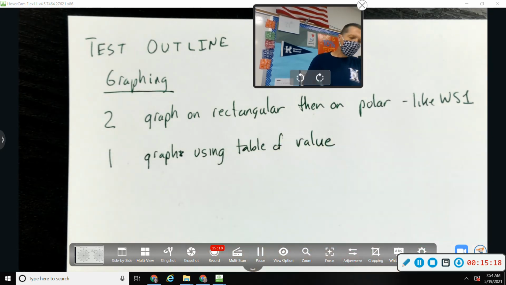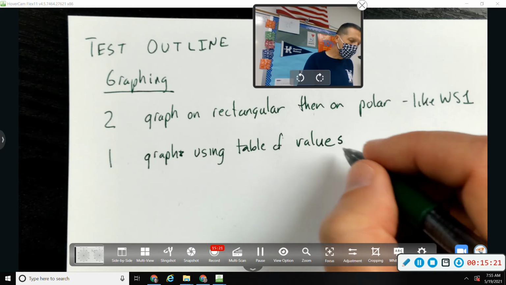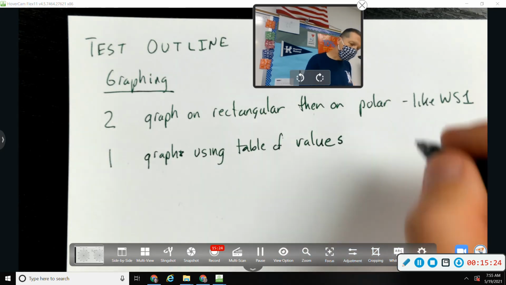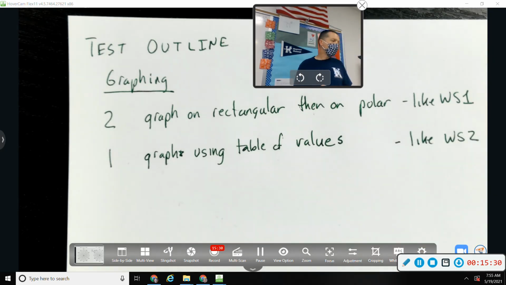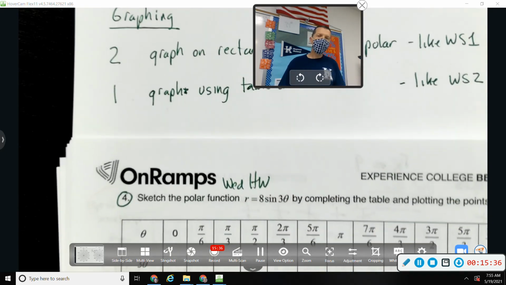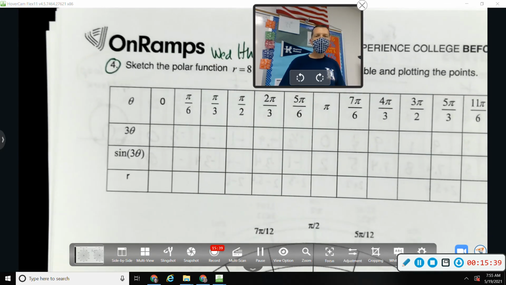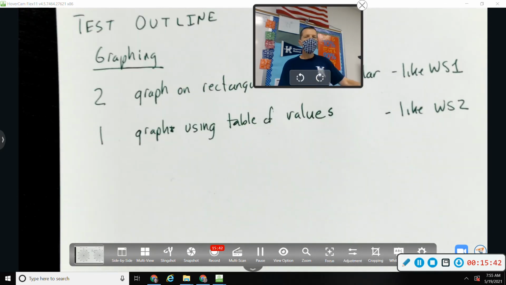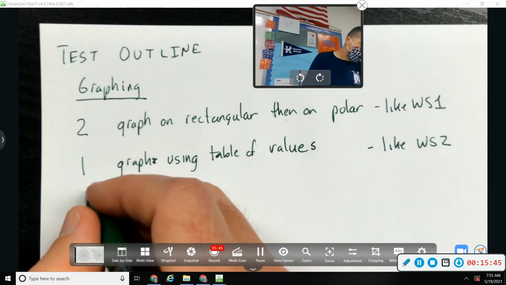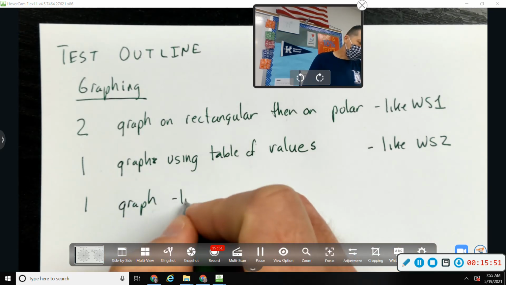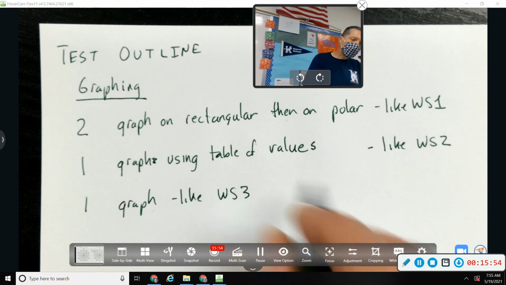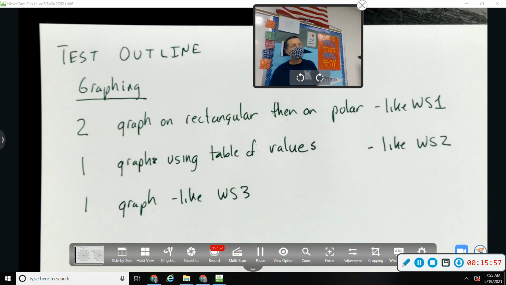There's one that's graph using table of values. So no rectangular, but just a table of values. That's like worksheet 2. That would be the only problem on today's assignment, where we just give you a big table, have you fill everything in, and then do the graph. And then there's one where it just says graph. So that's where you kind of have to know the shape, plot a few points to get the shape correct, but that's like worksheet 3.